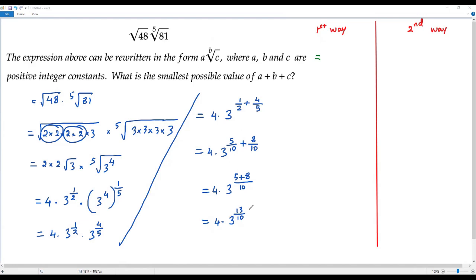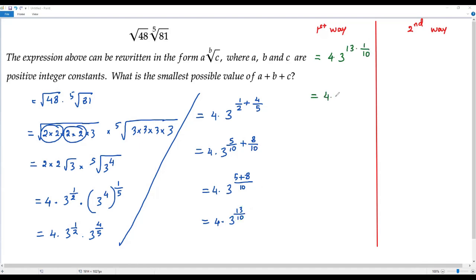If I want to get a radical over here, I have to get a fractional exponent, and the fraction of the exponent should have numerator 1. Here we have a fractional exponent, but the numerator is not 1, it's 13. So now what we can do is 4 times 3 to the power of this 13 over 10 can be written as 13 times 1 over 10.